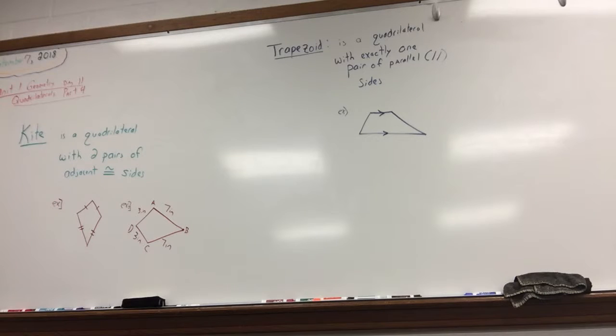Think in your head right now when you look at the picture of the trapezoid up there, why aren't both opposite sides parallel? Think in your head, why are just one pair of sides parallel? Why isn't the other pair of sides parallel? Talk it over with the person around you. Why isn't that the case?